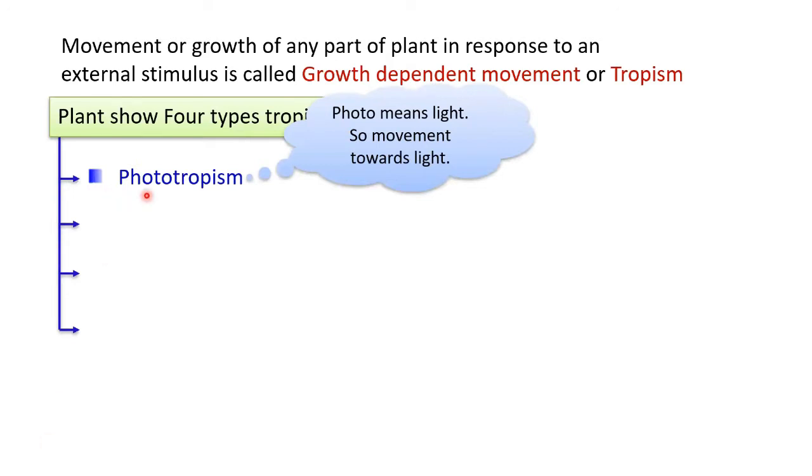The word photo means what? Light. It is growth dependent movement in response to light. I'm repeating again: photo refers to light, and tropism refers to growth dependent movement. So phototropism will be growth dependent movement in response to light.